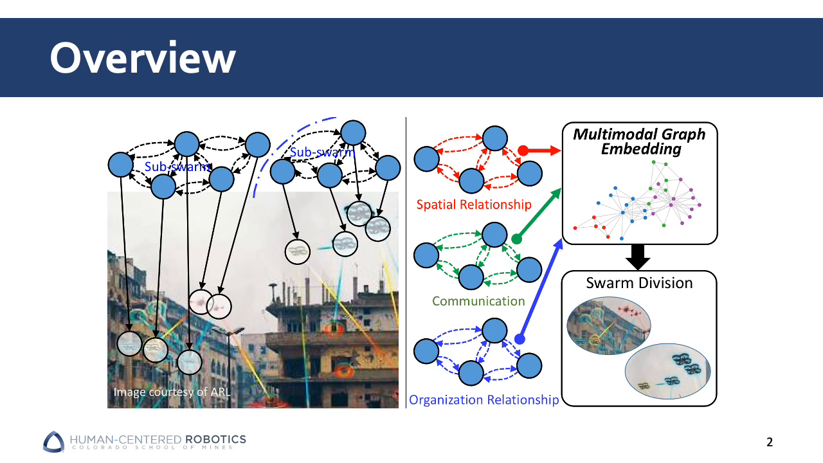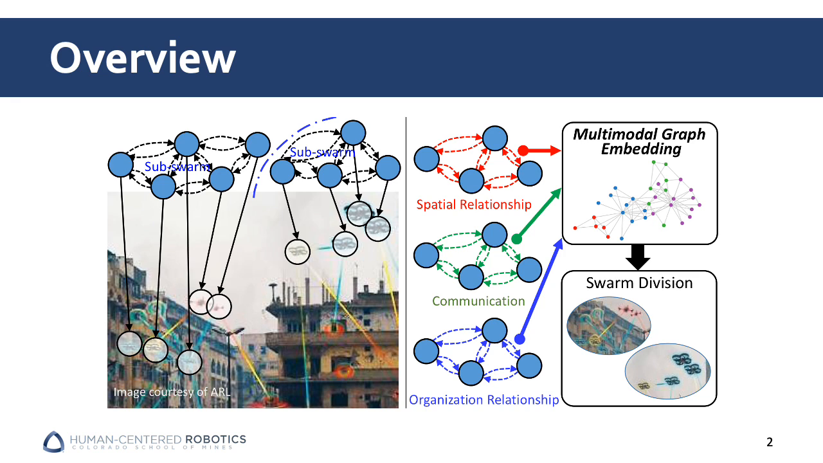This multitude of relationships makes the swarm hard to understand, and a human needs to understand a multi-robot system in order to capably interact with it. In this presentation, we introduce an approach to make this easier by representing a multi-robot system through multimodal graph embedding. We take all of these multiple relationships that can describe a swarm and embed them into a single layer graph, a unified representation of that swarm.